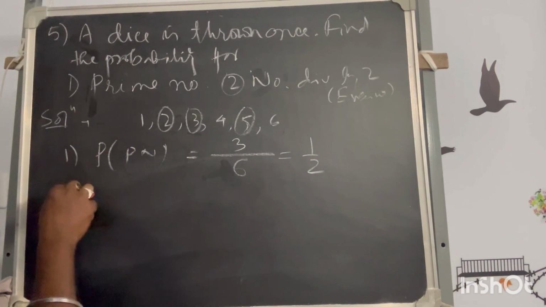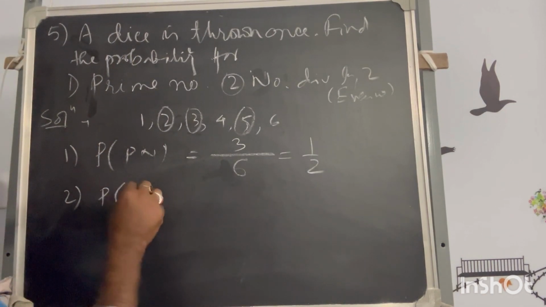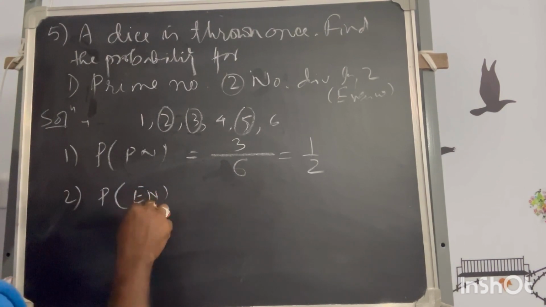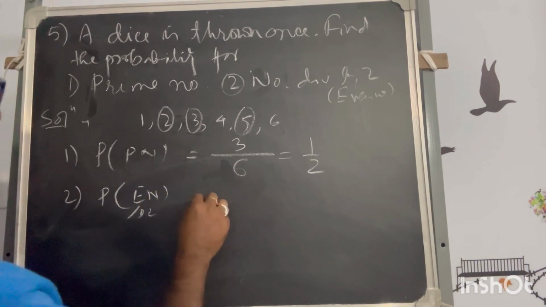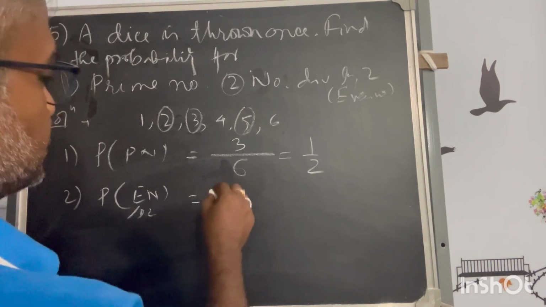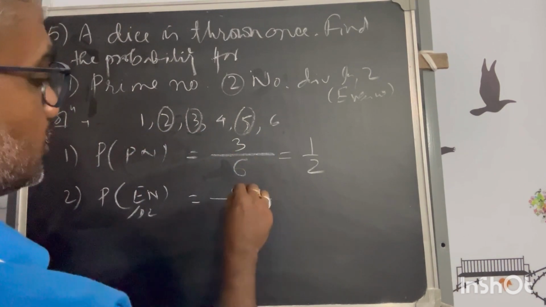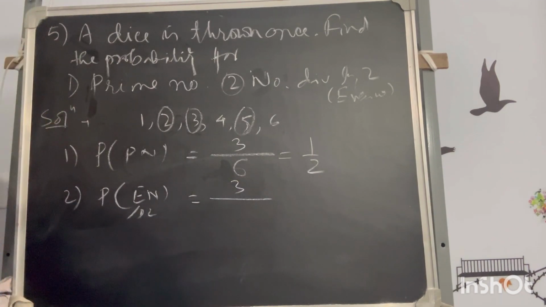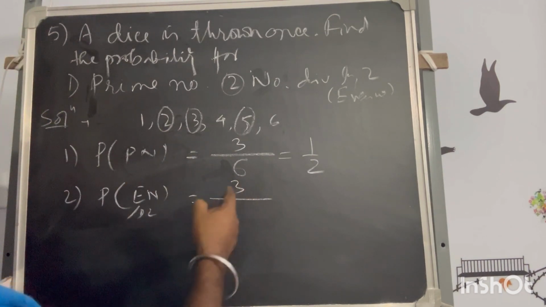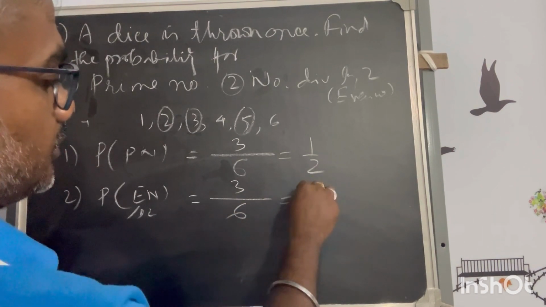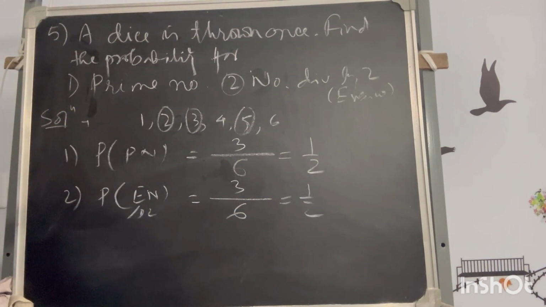This is the first one. Second one, to get an even number, or a number divisible by 2: again, how many numbers? 2, 4 and 6 are the numbers divisible by 2. So the numerator will hold 3 out of the 6 possibilities. So you will get half as the probability.